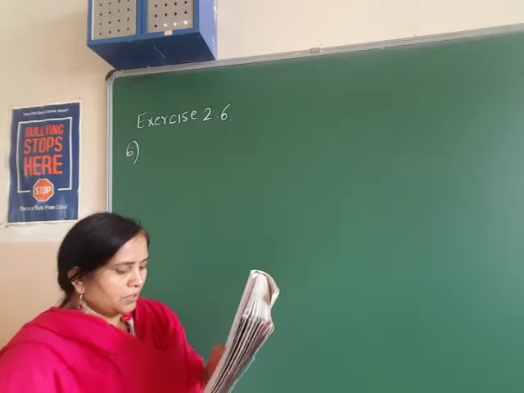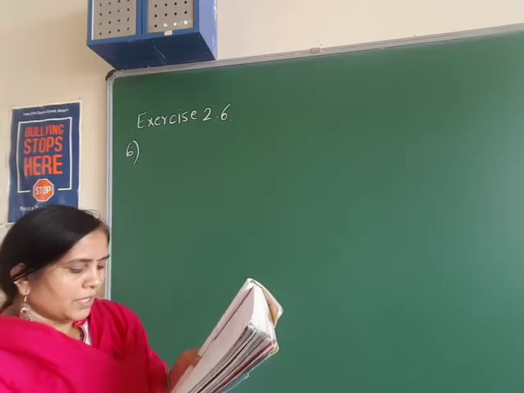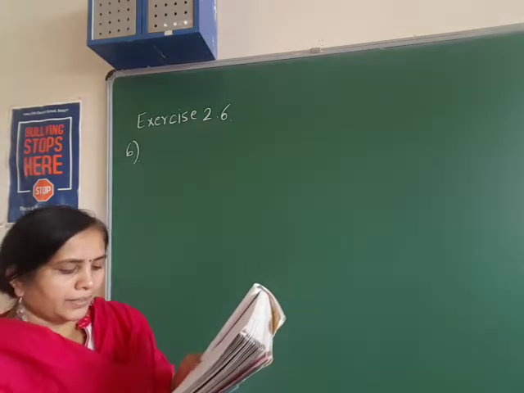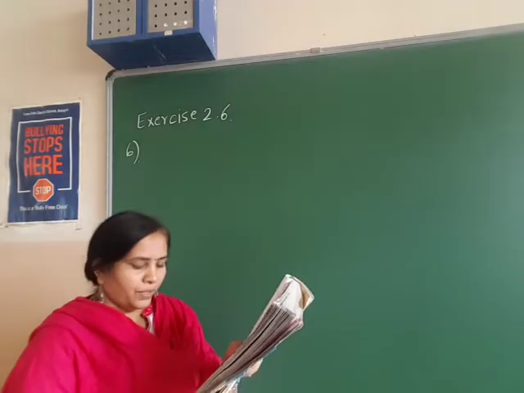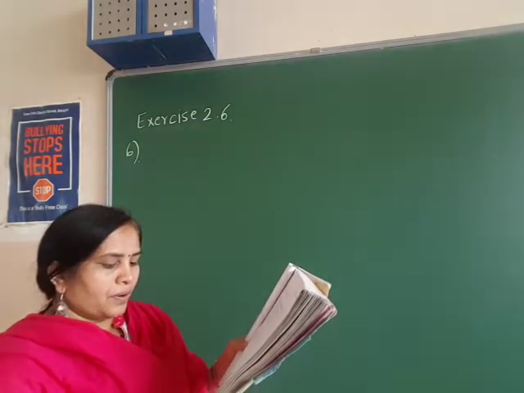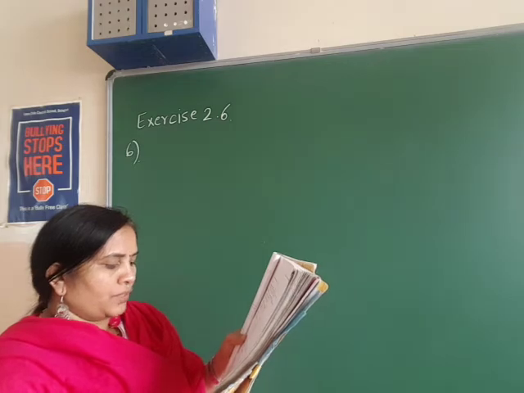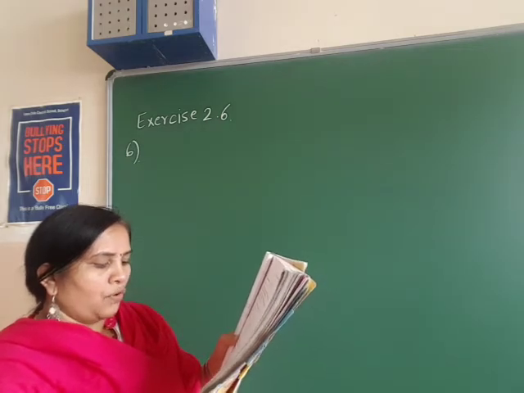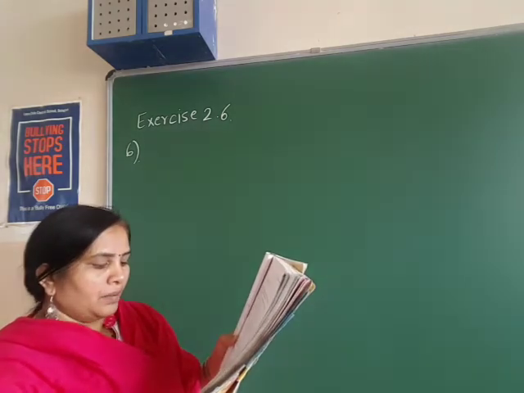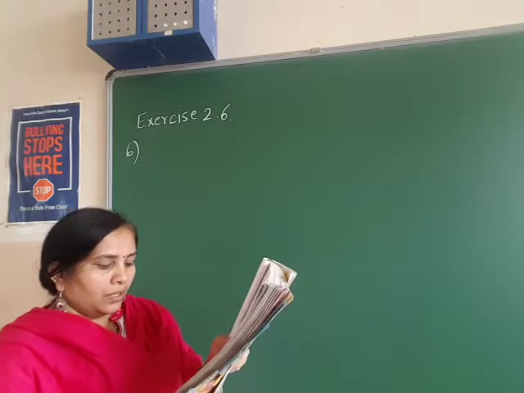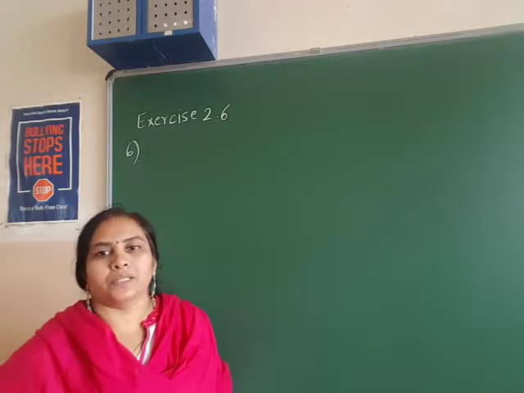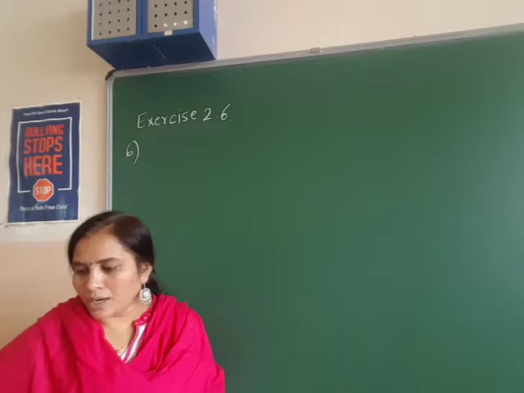Here in question number 6, the ages of Hari and Harry are given in the ratio 5:7. Four years from now, the ratio of their ages will be 3:4. Find their present ages. Now here you have to find their present ages, but it is given in a ratio.